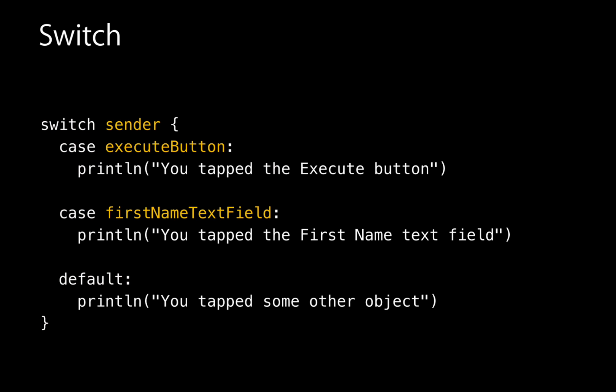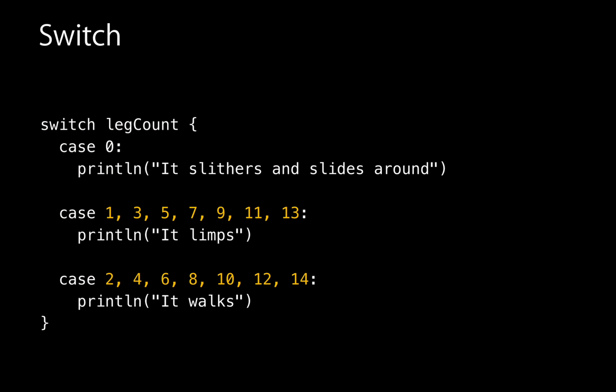Let's go back to integers for a moment. And in Swift, I can be much more expressive. So here I'm matching multiple values in a single case at a time. Odd numbers between 1 and 13, animal limps. Even numbers between 2 and 14, it walks. And that's nice, very expressive, but there's a problem with this example.